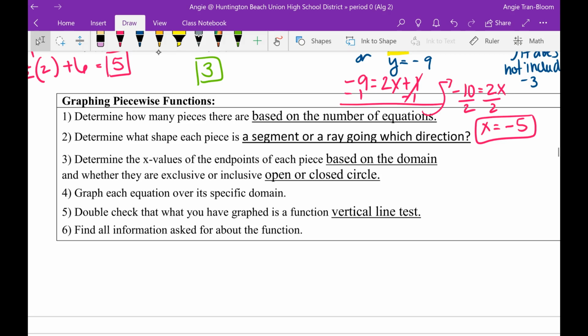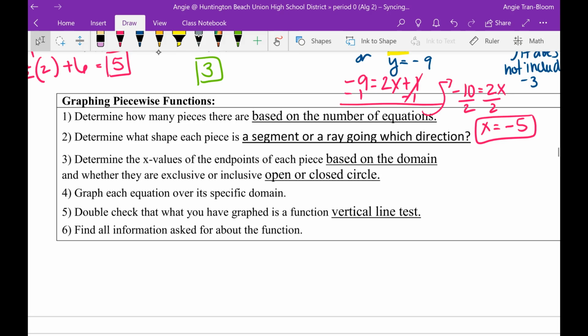Oh, sorry. Number 3, we forgot. And whether they are exclusive or inclusive. Which, by the way, exclusive means are they there? No. That means what kind of circle? Open. Okay. Inclusive means it does exist. That means you want a closed circle. Okay. Thanks, Ben. Can you help me read number 5, please?